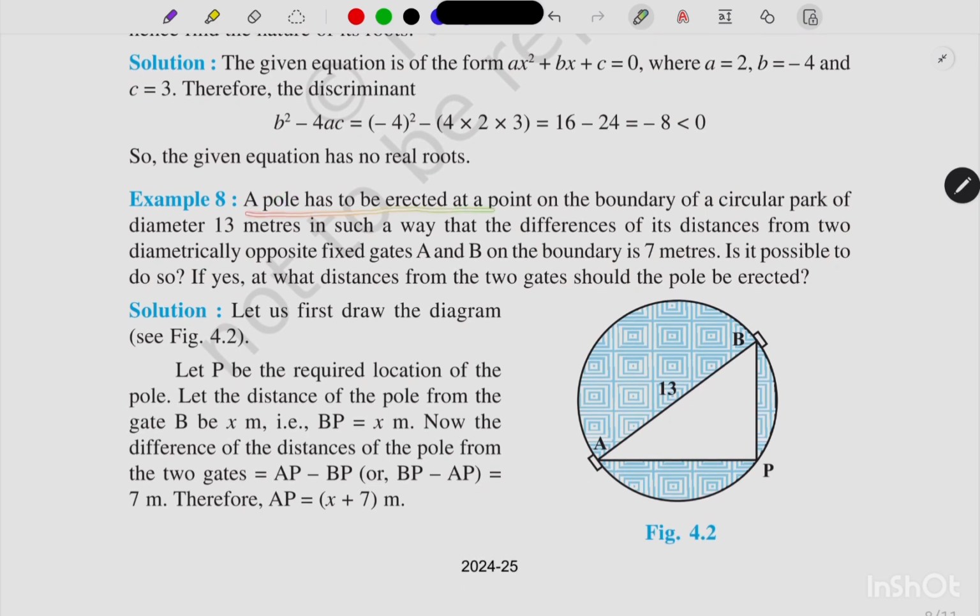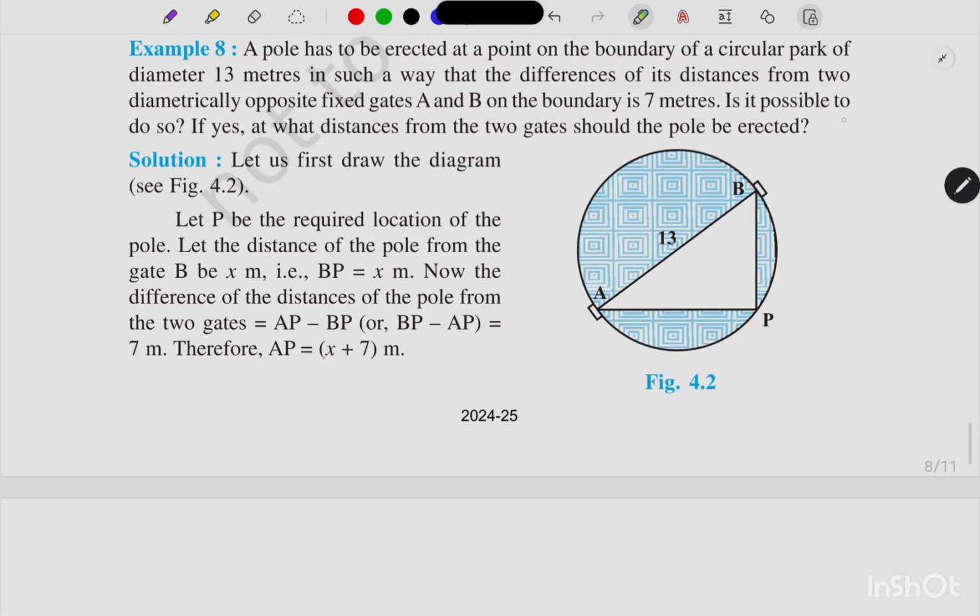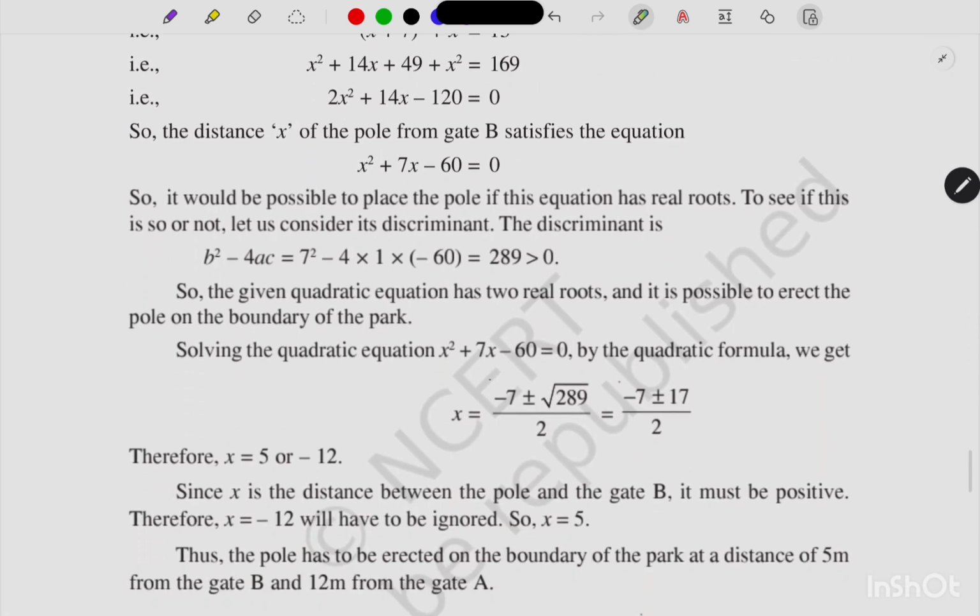A pole has to be erected at a point on the boundary of a circular path of diameter 13 meters in such a way that the difference of its distances from the two diametrically opposite fixed gates A and B on the boundary is 7 meters. Is it possible to do so? If yes, at what distance from the gates should the pole be erected? Okay, and now what?